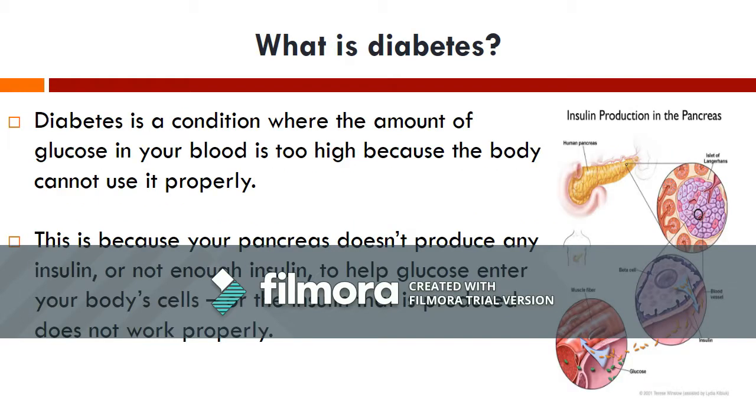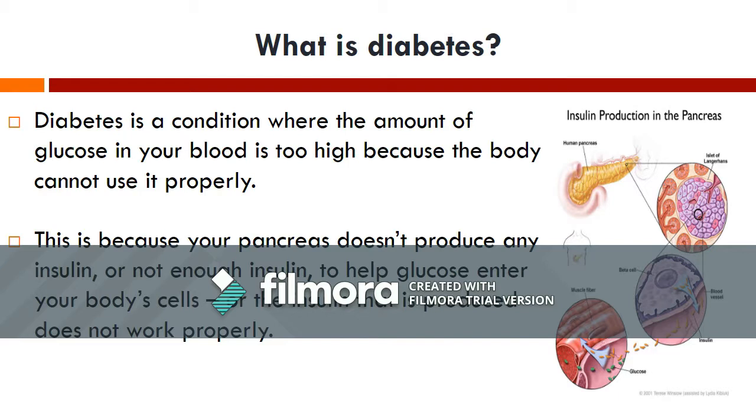What is diabetes? Diabetes is a condition where the amount of glucose in your blood is too high because the body cannot use it properly. This is because your pancreas does not produce any insulin or not enough insulin to help glucose enter your body cells, or the insulin that is produced does not work properly.